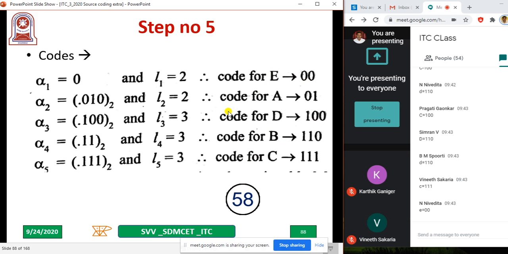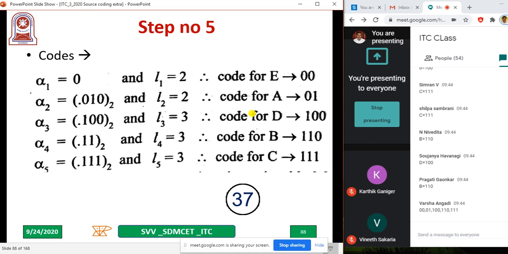Don't simply write A, B, C, D. D equal to 100, correct, Chaitra. Vinith, C equal to 111 is correct. Nivedita, E equal to 0, 0, correct now. D 100, Chaitra, correct. Simran, C equal to 111, now answers are correct.